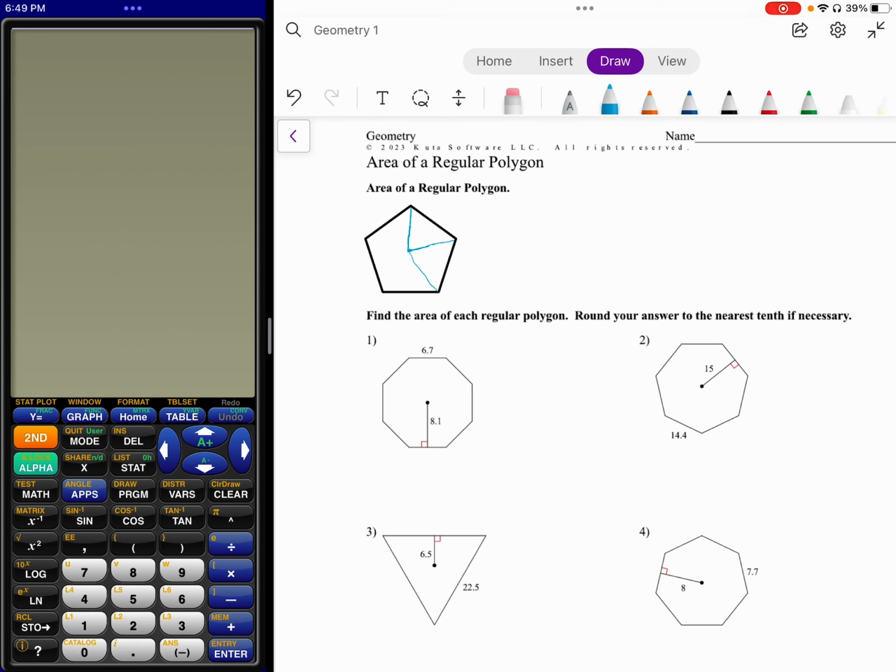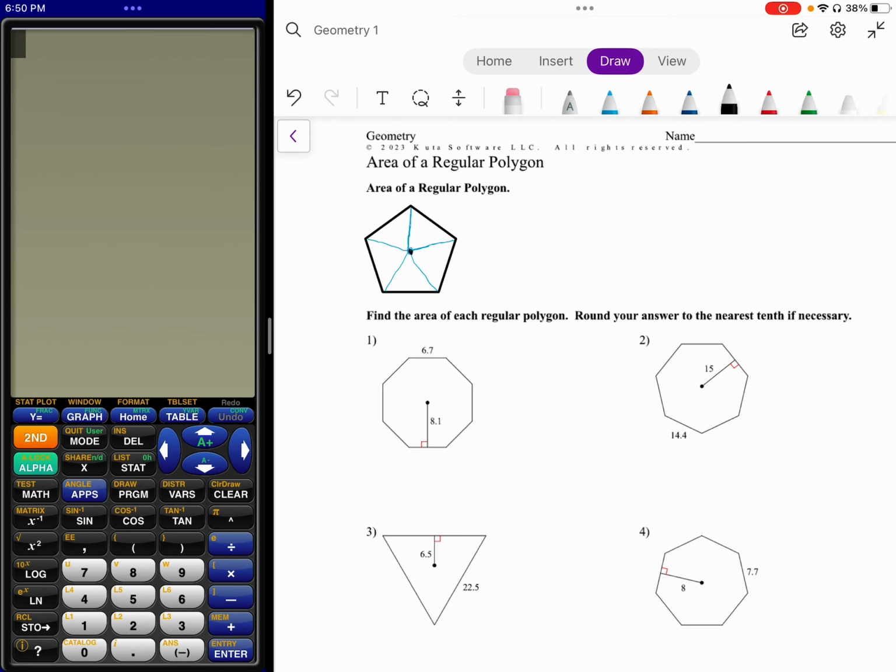And so to find the area of this regular polygon, I'm just going to split this up into shapes that I'm familiar with. Now, if I drew this correctly, all these triangles would be congruent to each other, which means they would have the same area. So all I'm going to do is first find the area of one of these triangles. Now we do need a couple terms here.